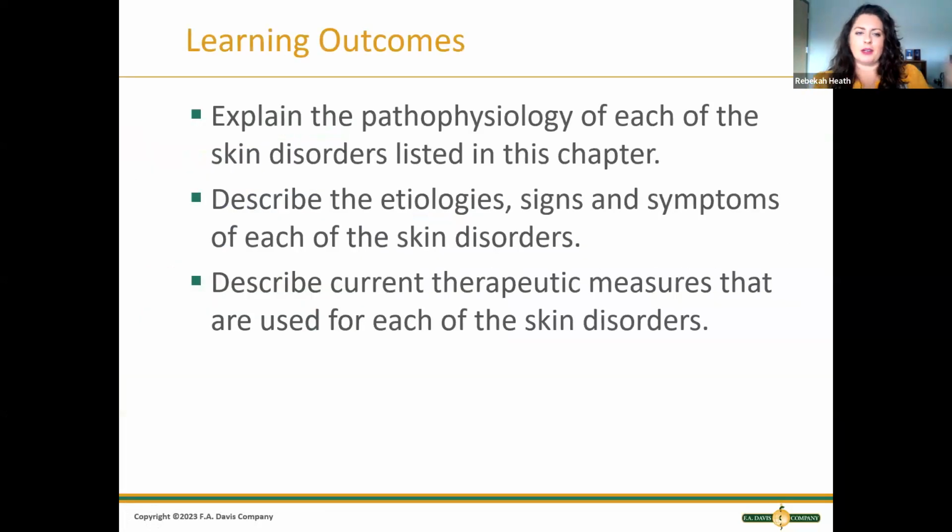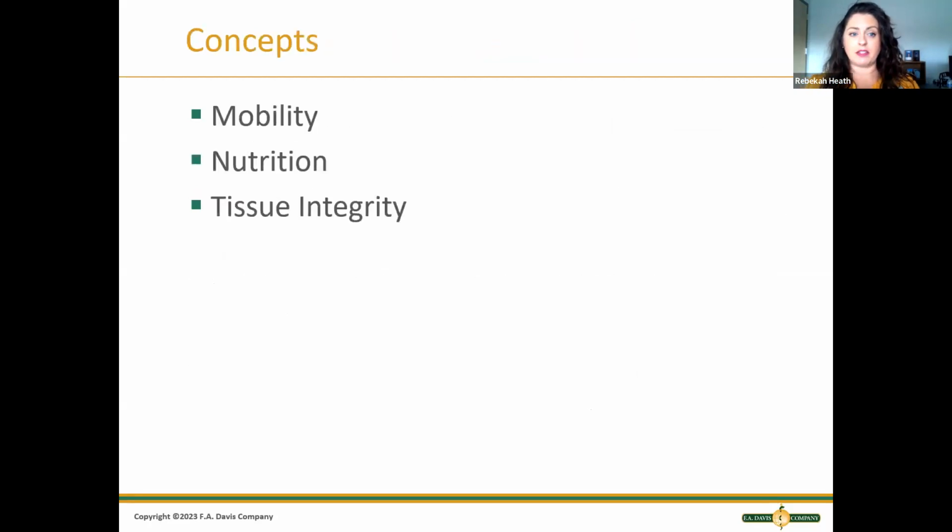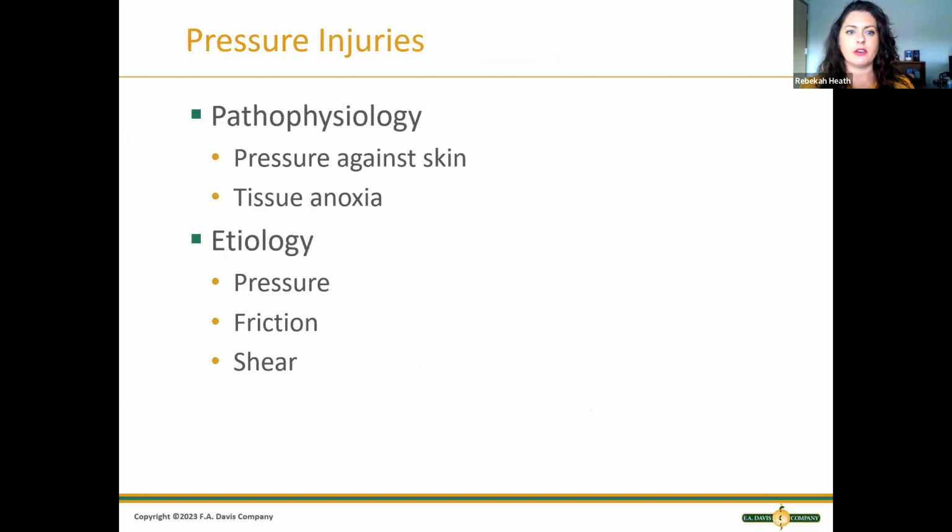So learning outcomes. We want to talk about the pathophysiology, or what's the wrong thing that's happening with each of these disease processes, the etiologies, why they happen, signs and symptoms, as well as therapeutic measures. We're going to be able to list what kind of data we collect with patients, the nursing roles, help with planning for patients, and then explain how you know if your interventions have been effective. Some concepts are going to be mobility, nutrition, and tissue integrity.